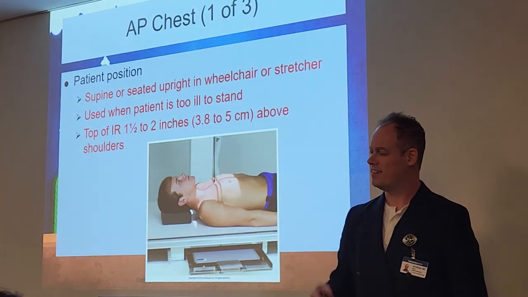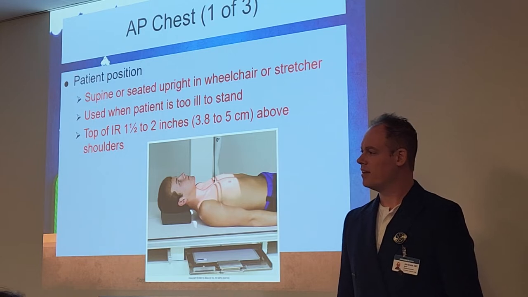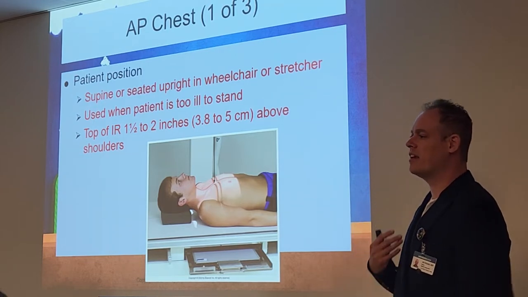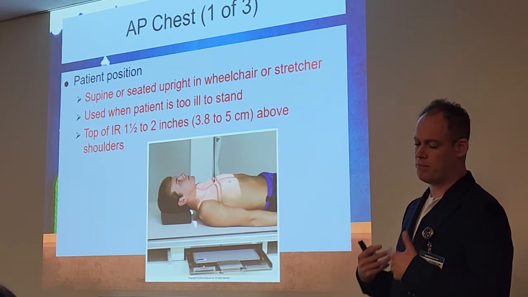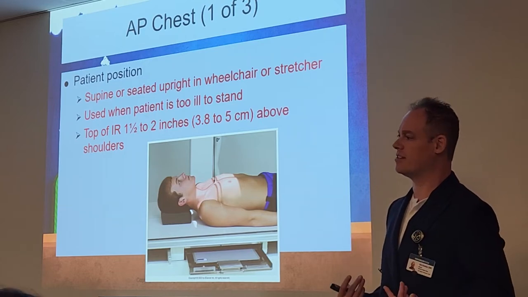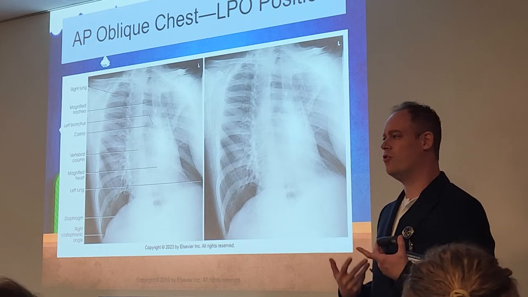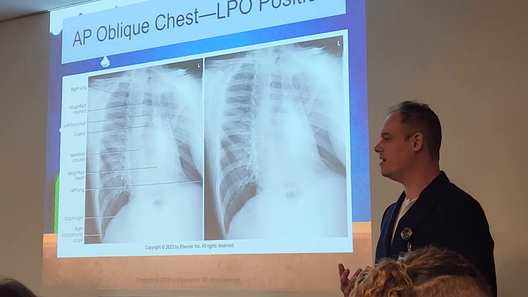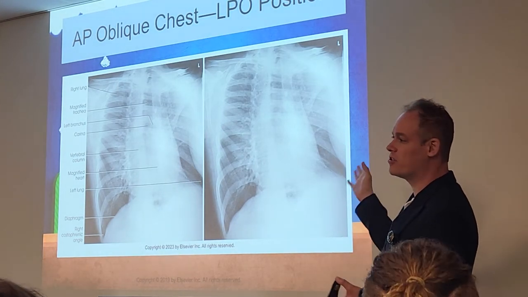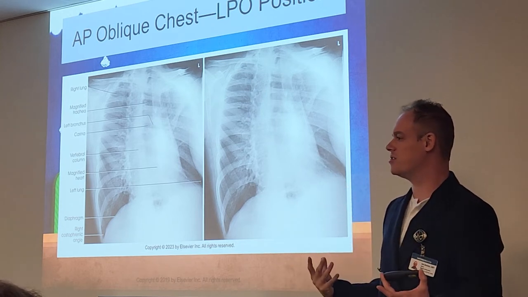Why are they not as... They just don't have a need for them anymore. I mean, the technology's advanced so much now that a plain PA can pretty much show them everything they need to see. Yeah, back in the older days when it was like film, quality was so much less clear. Sometimes they couldn't see the pathology very well, so they had to turn them into these obliques to get a better visualization of the particular lung.